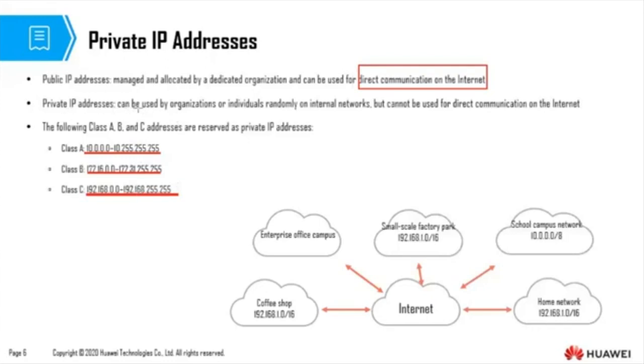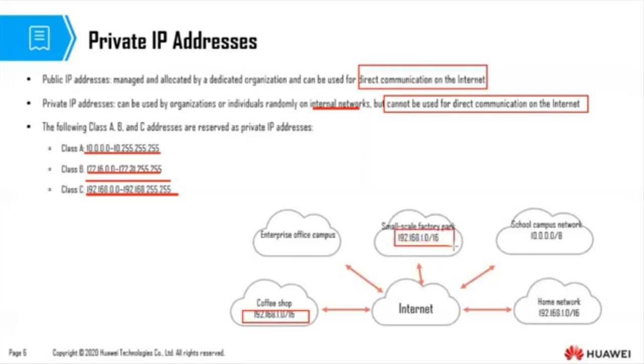So private IP addresses can be used by organizations or individuals randomly on their internal networks, meaning MMU can decide to use the 192.168 range. KU also uses that, so they can be used on different internal private networks. But they cannot be used for direct communication on the internet. So that is very important. So you can see here we have a coffee shop that is using this 192.168.1.0/16, and it's being reused, the same thing, by the small scale factory and so on and so forth.